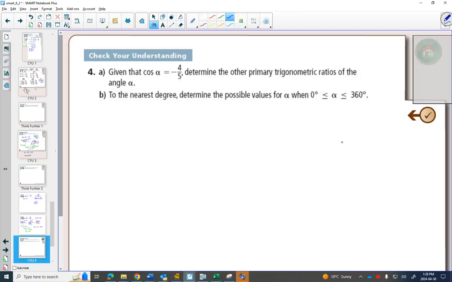So given that cos of alpha is negative 4/5, determine the other primary trig ratios.